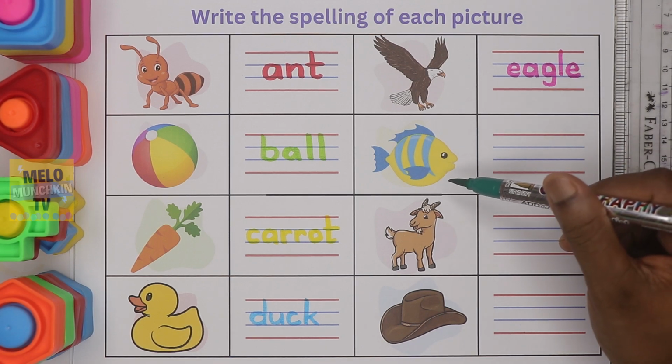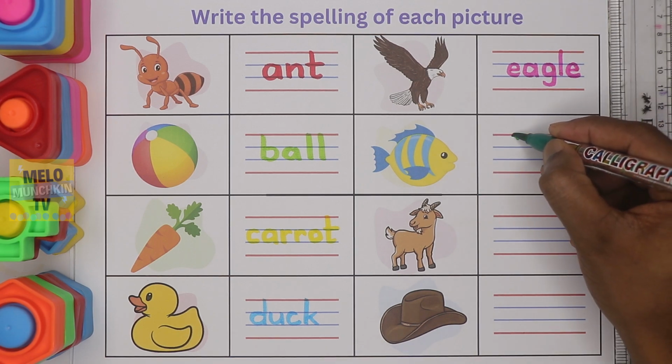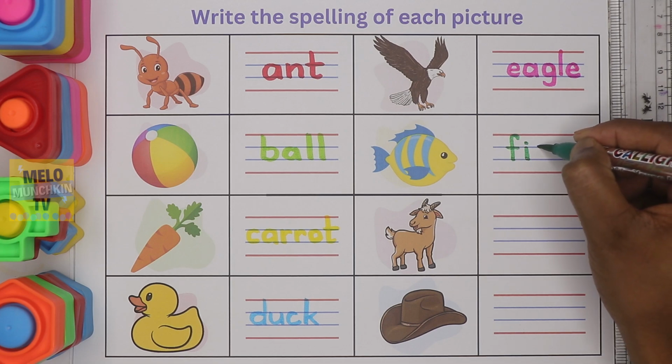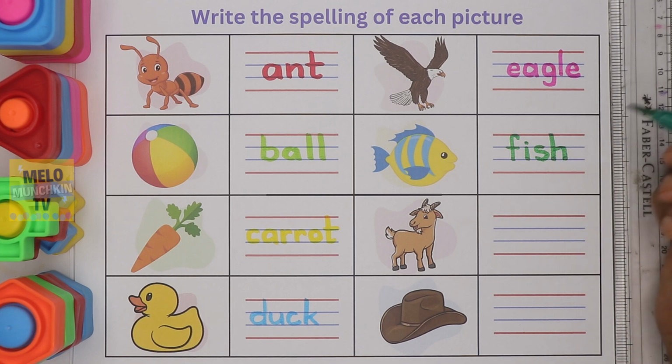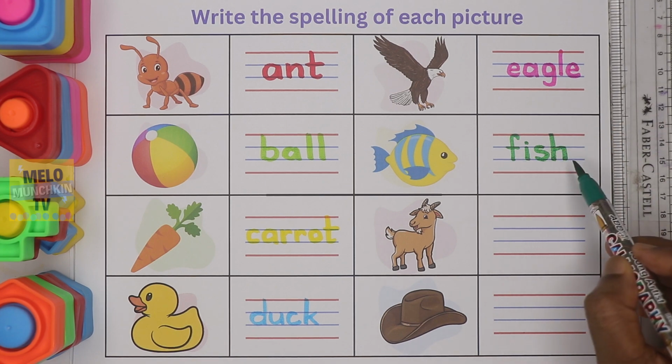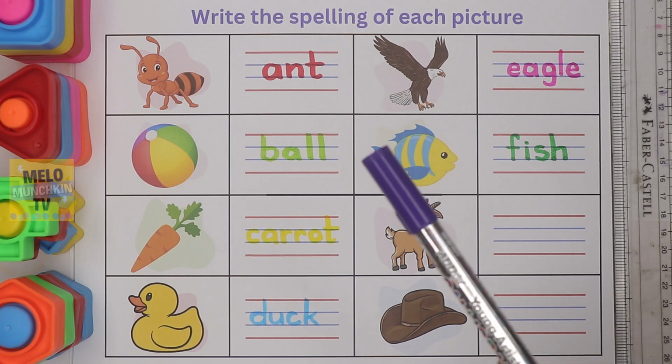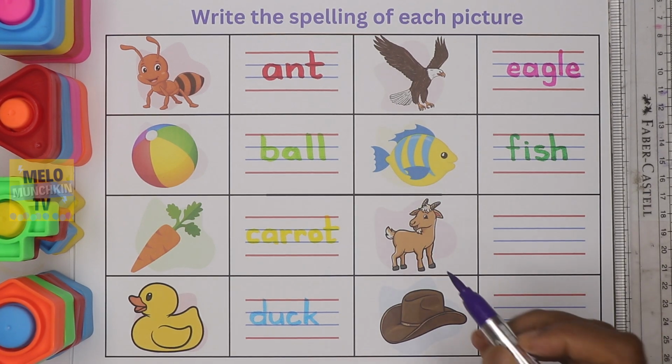Next I'll choose dark green color and write the spelling of fish. This is a fish and the spelling is F I S H. Fish. F I S H. Fish.